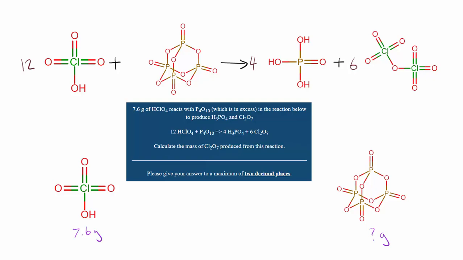Okay, so what have we got here? We've got a reaction where perchloric acid is reacted with phosphorus pentoxide, and that's produced phosphoric acid and dichlorine heptoxide, right? Effectively, we've been asked to calculate the mass of dichlorine heptoxide which has been produced in a reaction. And the mass we've been given is the mass of the perchloric acid, right?